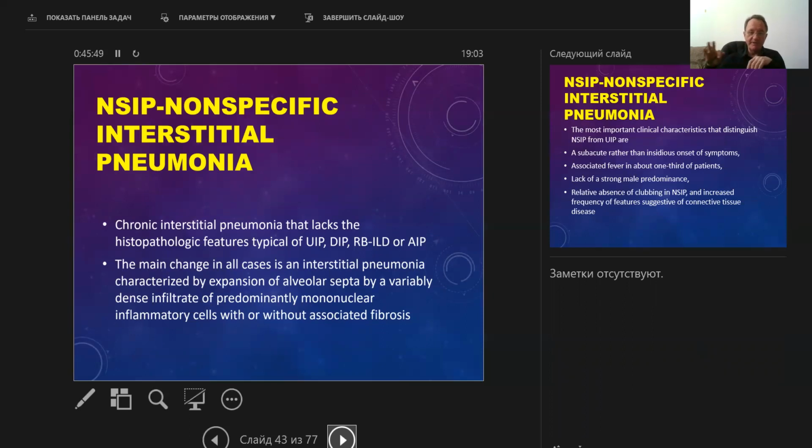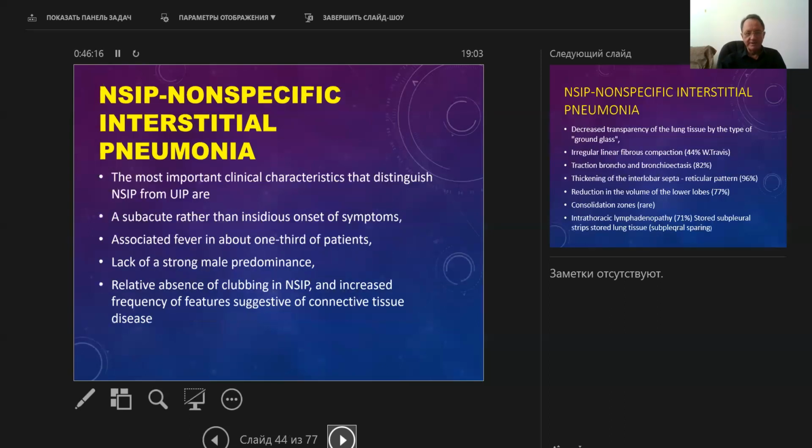In the case of IPF, it's fibrosis. In the case of non-specific interstitial pneumonia, it's the presence of inflammation. It's a very important thing because histologically it's an infiltration of mononuclear inflammatory cells, which produce pro-inflammatory cytokines. That's why it's a target for anti-inflammatory treatment.